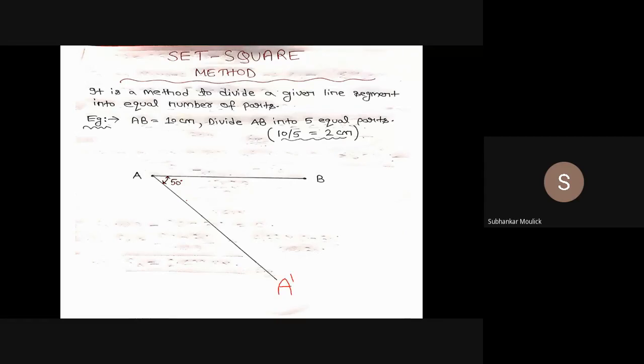Angle BAA dash is 50 degree. You can take it as 30 degree. You can take it as 40 degree. But it should be an acute angle. Is it clear?